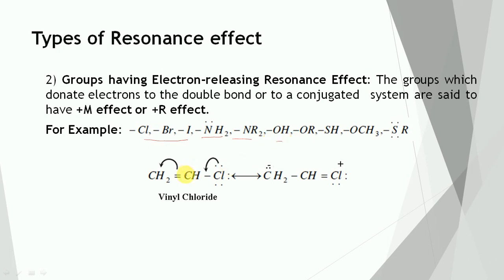So let us see the example. We consider vinyl chloride. Here the electron releasing group is chlorine. This lone pair of electrons takes part in the pi bond formation between carbon and Cl, and at the same time this pi bond shifts toward this side. It acquires negative charge and Cl acquires positive charge, and finally this intermediate gets formed.